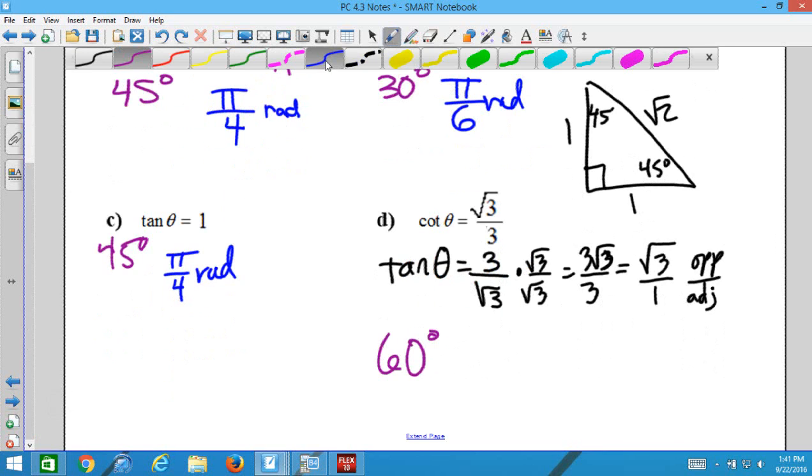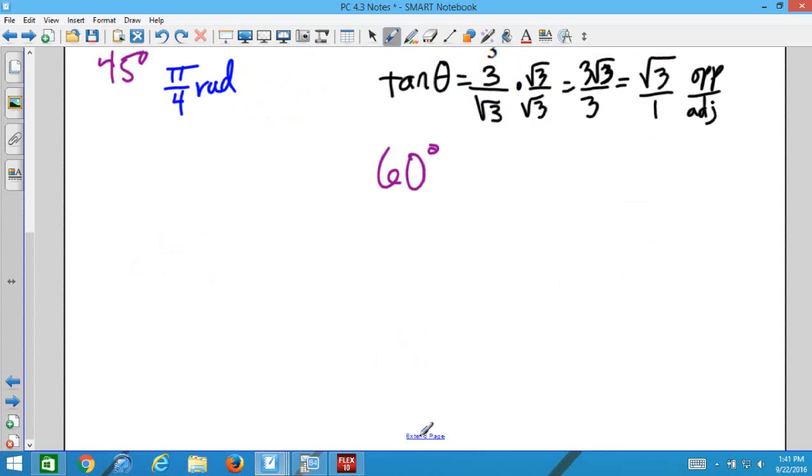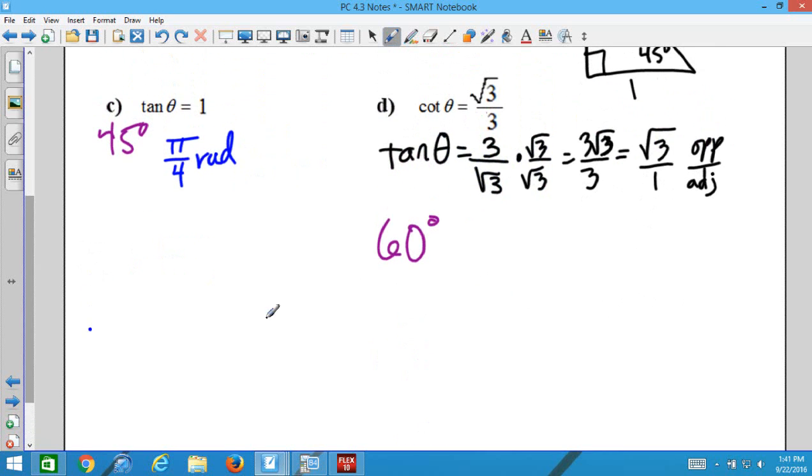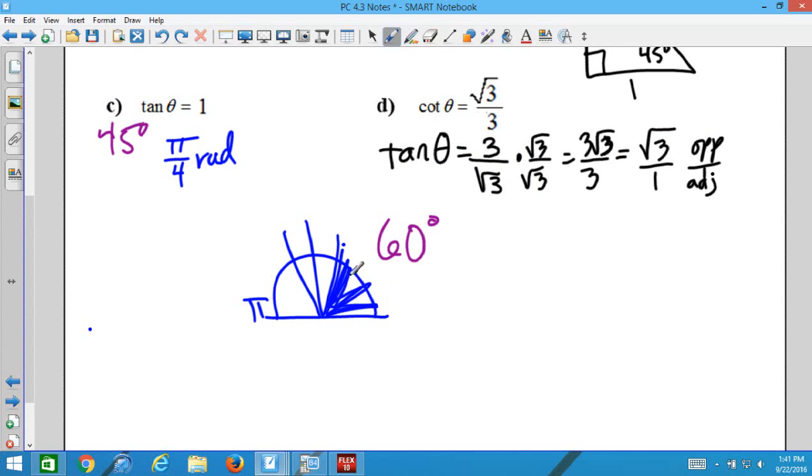And then we're going to convert that to radians. Here's pi. How many 60s fit into 180 degrees? 3 of them. So one of them is pi over 3.